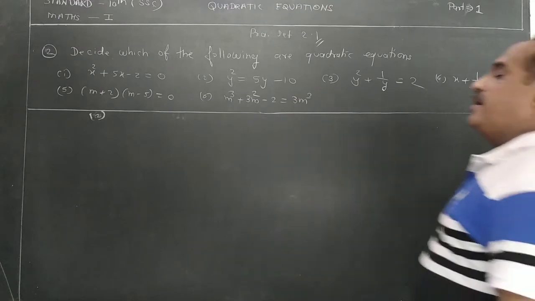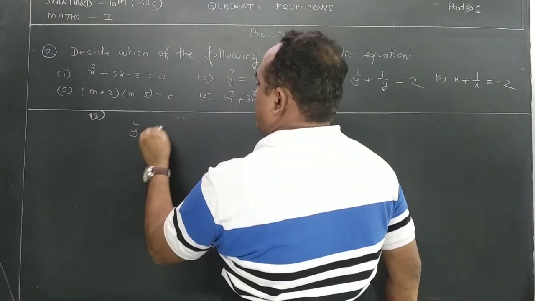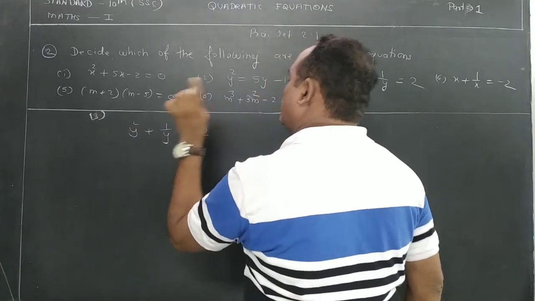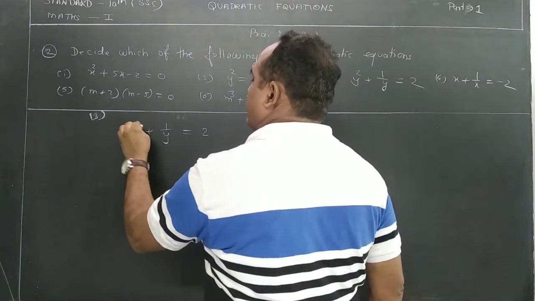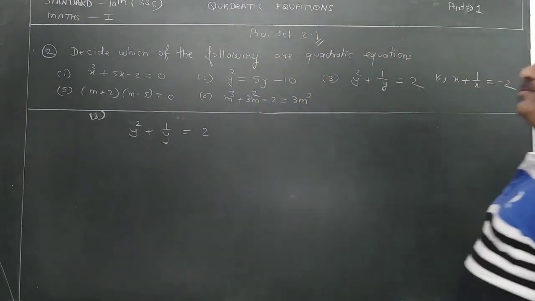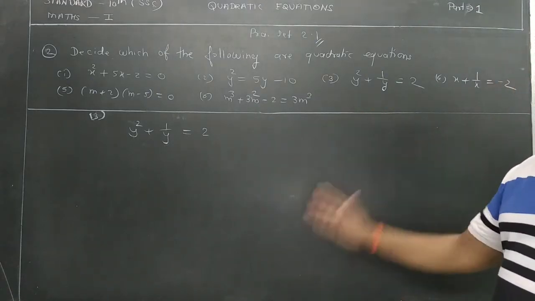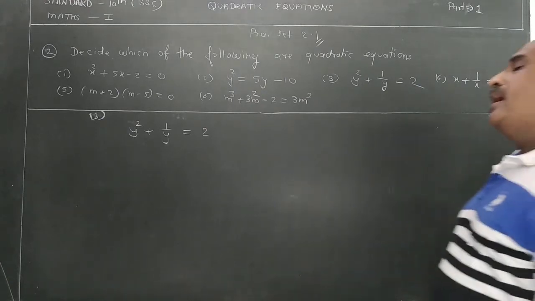Now we are going for the third question. What is the third question? y square plus 1 upon y is equal to 2. So students, once again I will request you to do this question on your own and then comment on it. Then check my solution, is it right? Pause the video, do your own. Okay, but I will continue with you now.